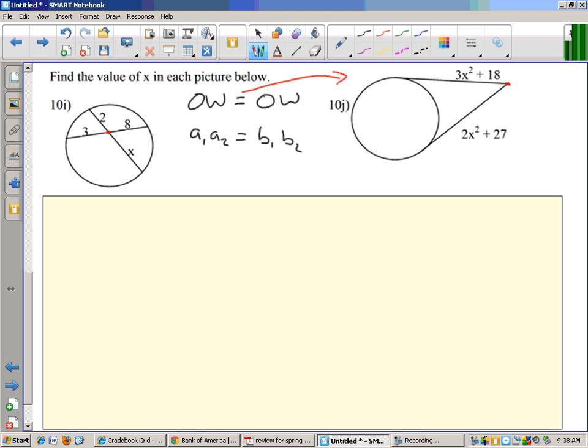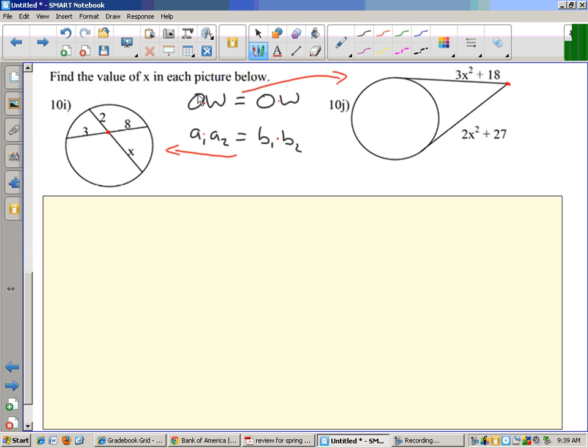So if we have an intersection of secants and tangents, or tangents and tangents, or two secants, if we have anything that intersects outside, it's going to be ow. If we have anything that intersects inside, we are going to use this A1, A2 equals B1, B2. Now this is times in between these. All these have times in between them.